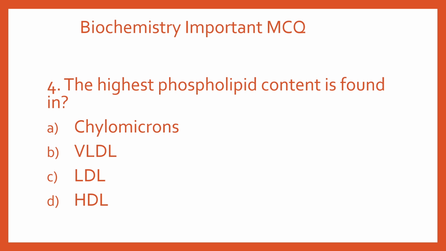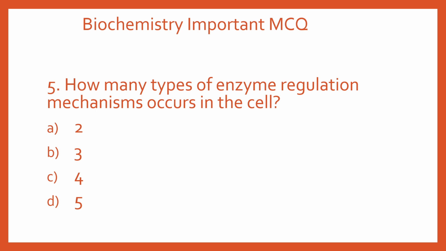Now the next question says the highest phospholipid content is found in: chylomicron, VLDL, LDL, or HDL. VLDL is very low density lipoprotein, LDL is low density lipoprotein, and HDL is high density lipoprotein. The highest phospholipid content is usually found in high density lipoproteins.